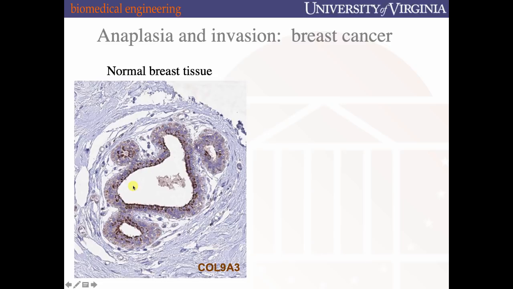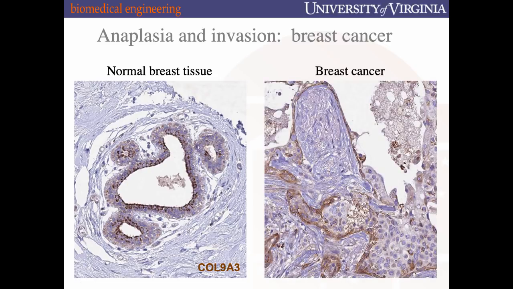And so now, same stain in a breast cancer patient. The collagen is all over the place. This is all extracellular matrix. It's not positive for this collagen, but you can tell by the histology about what it is. Here you can see this invasive finger of cells. These are cancer cells going into the tissue.